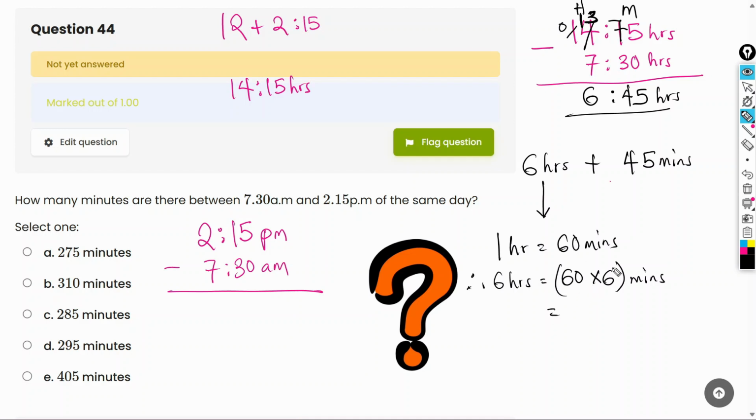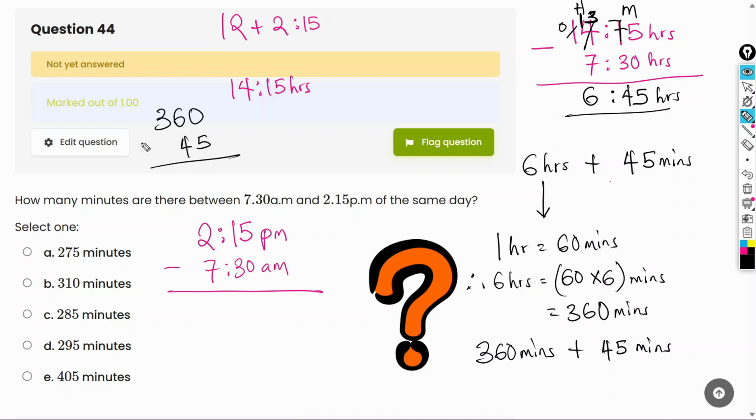Then we can easily multiply 6 times 6 is 36, and then we include this 0. That's 360 minutes. So in all, we have 360 minutes as 6 hours plus 45 minutes. So let us add 360 plus 45. 0 plus 5 is 5. 6 plus 4 is 10. 0 carry 1. 3 plus 1 is 4. So that's 405 minutes between 7:30 a.m. and 2:15 p.m. 405 is right here.